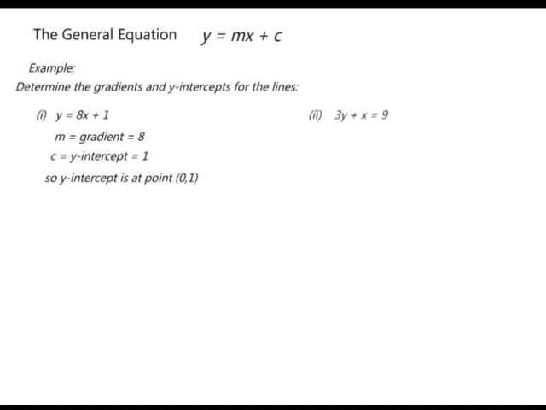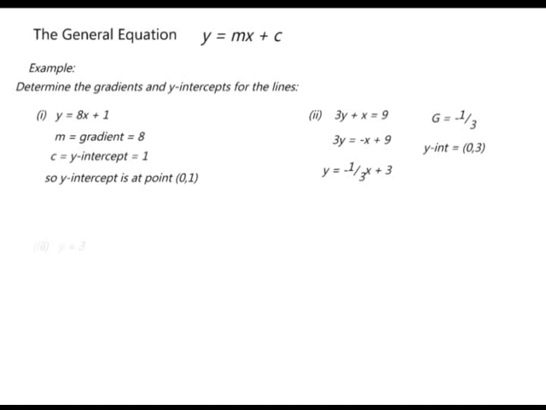Second line, 3y plus x is equal to 9. The first thing we do is to write the equation in the form y is equal to mx plus c. So we have 3y is equal to minus x plus 9. Dividing both sides by 3, we shall have y is equal to minus 1 over 3 x plus 3. And so m is minus 1 over 3, which is the gradient. c is 3, and therefore the y-intercept is (0, 3).